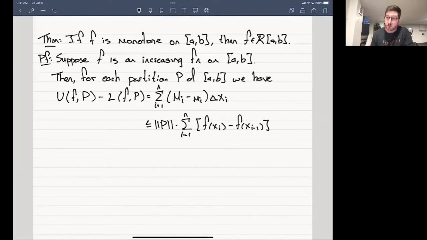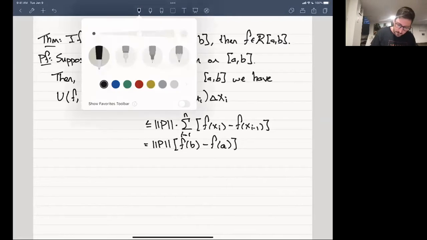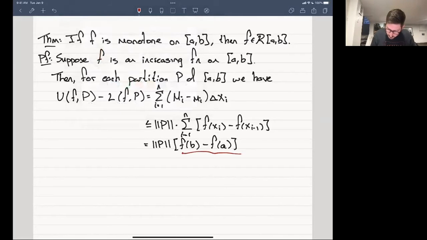As we're adding and subtracting the middle points, the only ones that we're left with are the endpoints. In particular, we're left with f of b minus f of a, because everything else in the middle gets added and subtracted. Because this is a telescoping sum, we're left with just f of b minus f of a.